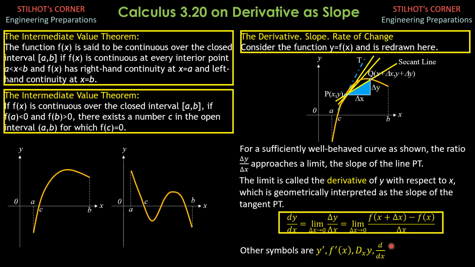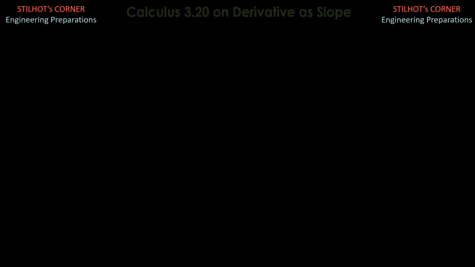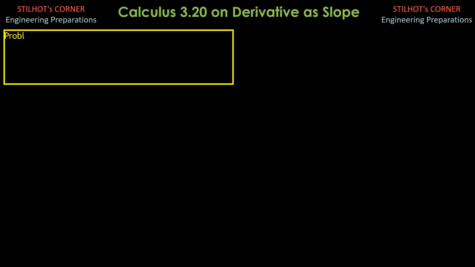Other symbols are y prime, f prime of x, derivative with respect to x of y, and derivative with respect to x of f of x. So those are the symbols. We make use of dy dx or f prime of x or y prime most often. So let's have this problem.